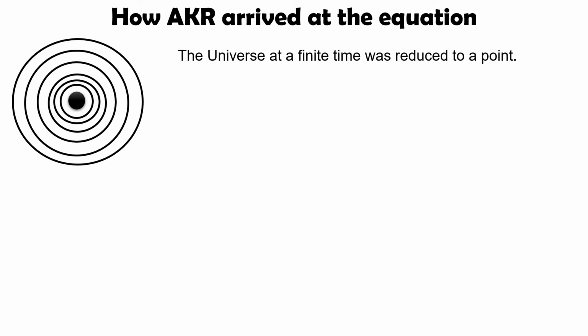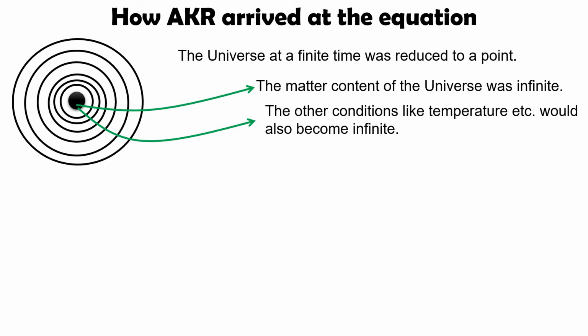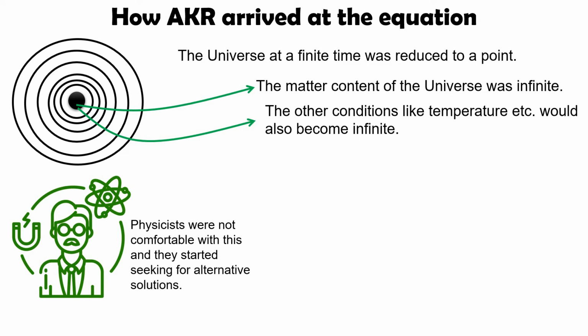Now, this is very important, this word finite. It cannot be an infinite time. If there is an infinite time, we would escape the singularity. I will show you how. So the matter content of the universe would obviously be infinite, and the other conditions, which were later introduced by Gamow, like temperature, etc., would also become infinite. And physicists were not comfortable with this, obviously, because infinity and zero volume, all those things, would create a lot of problems. And we mathematicians do not like it because we cannot go further from there.